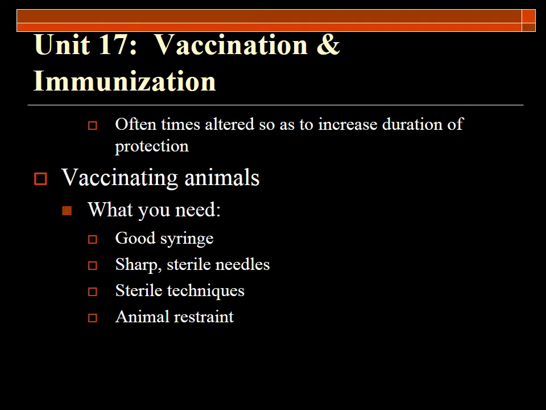When you vaccinate animals, some things that you need to know: make sure that you have a good, clean, good quality syringe, sharp and sterile needles and sterile technique, and then be able to restrain the animal effectively. Technically, by the book, you should change needles after every injection. Now, that being said, I know that there are many producers out there that use one needle for the entire vaccination protocol that day. One of the things that I will tell you to definitely guard against is do not use a dirty needle. Use a clean needle and a clean syringe when going in and using a vaccine.